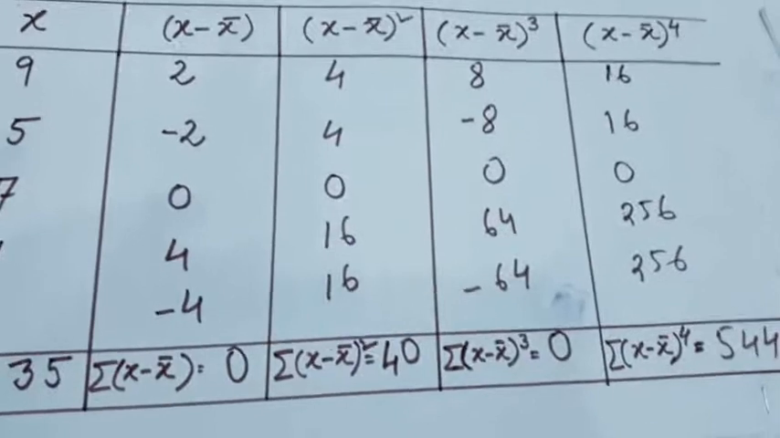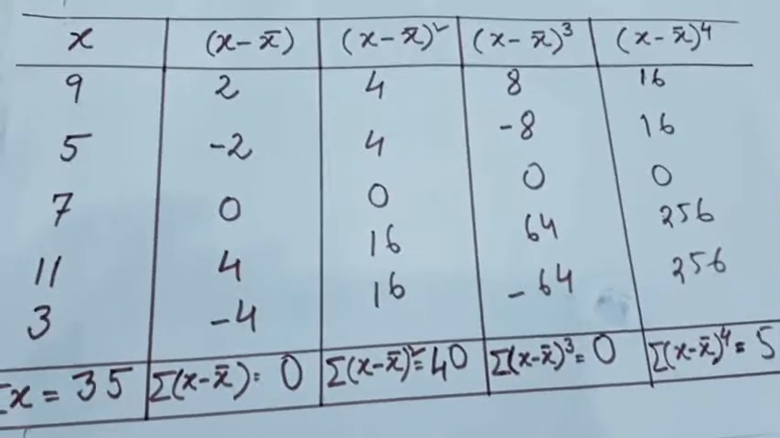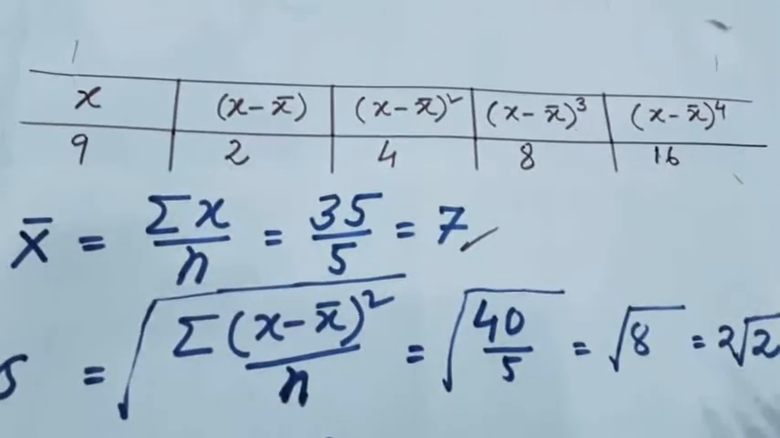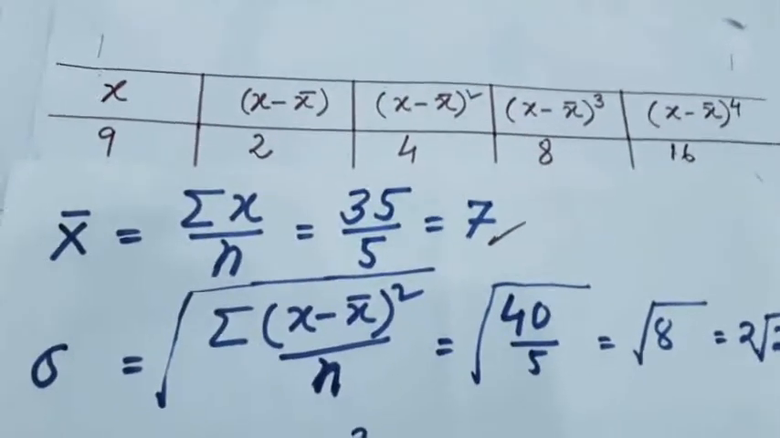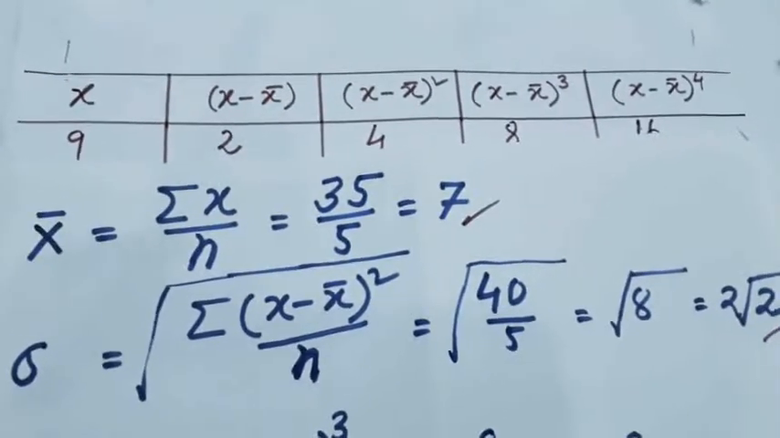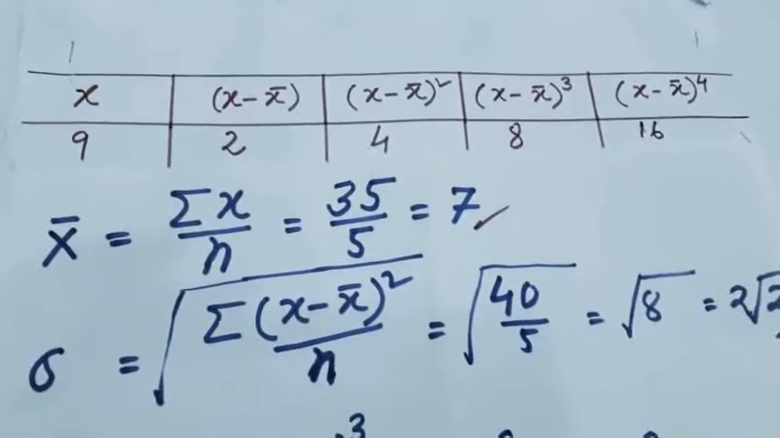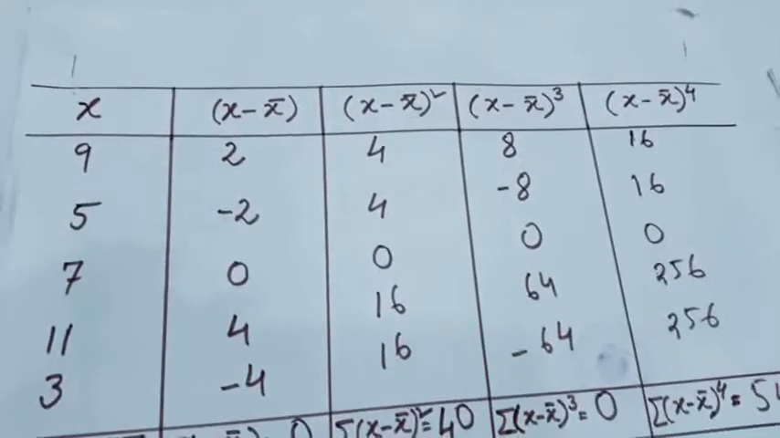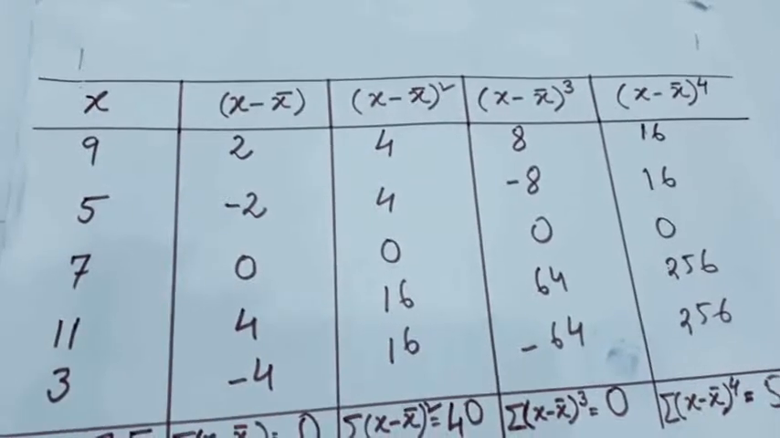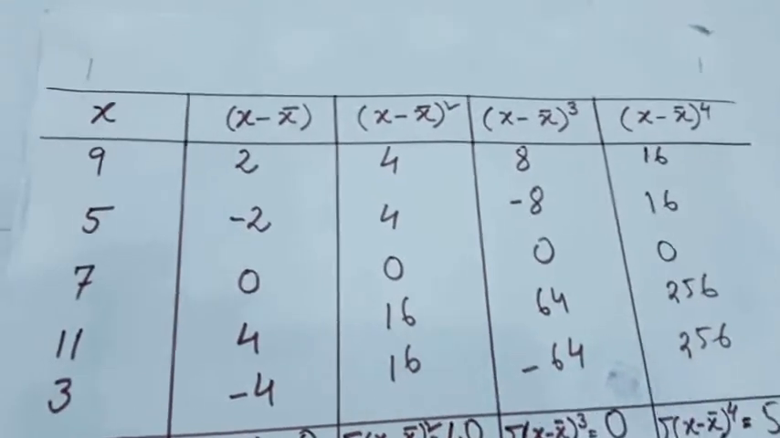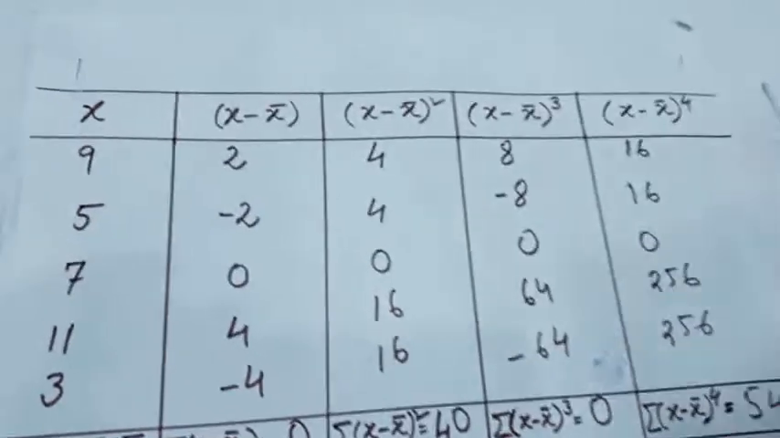It means what we have got from this table, if we summarize it, x bar is 7 and sigma is 2 root 2. Now we will put these values in the formula. Okay, x bar is 7, sigma is 2 root 2, and summation (x minus x bar) whole to the power 4 equals 544.